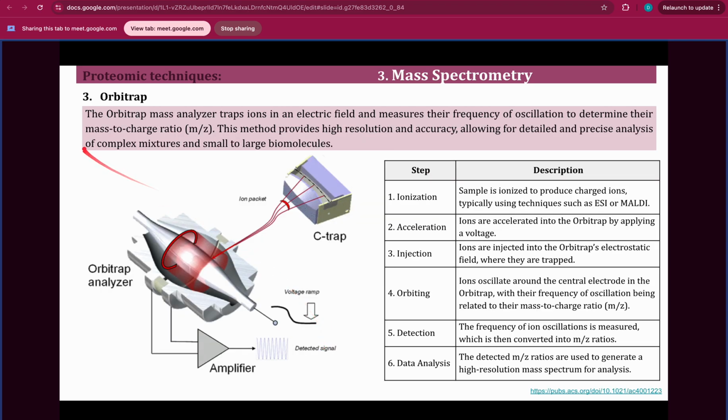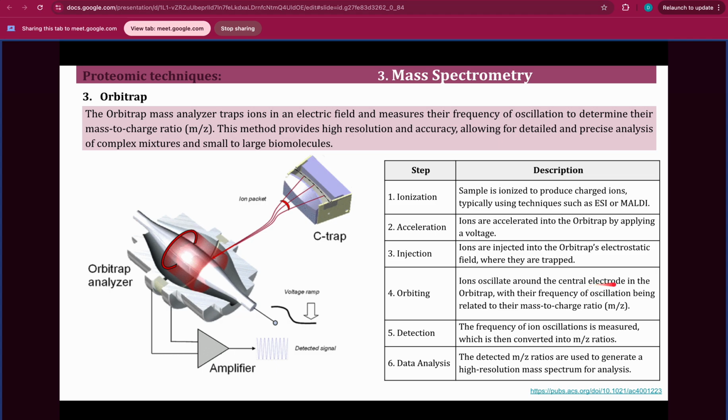Then comes the Orbitrap. In this case, you can see the Orbitrap analyzer. This is a C-trap in which ions continuously rotate or orbit in the trap, and at some time they escape it, and then the analyzer will detect them, and there is an amplifier to amplify the signal which is obtained.